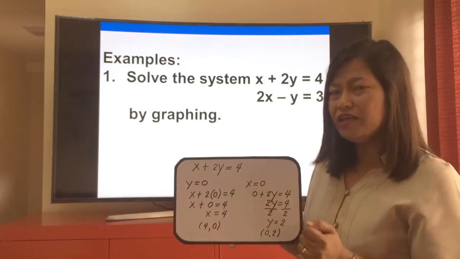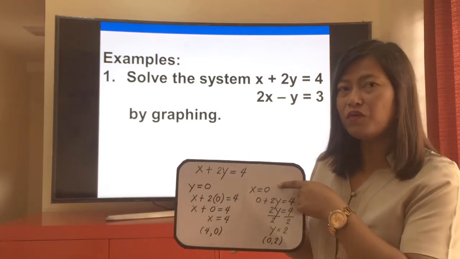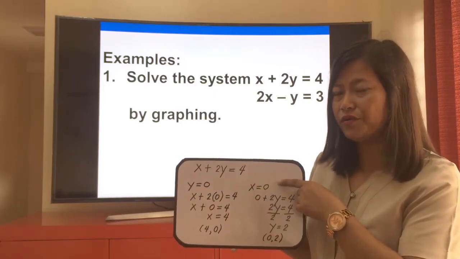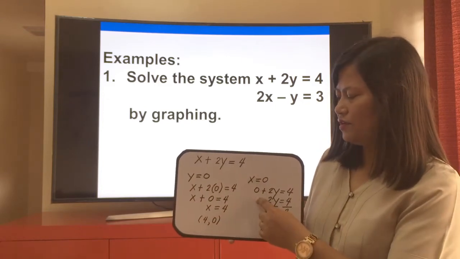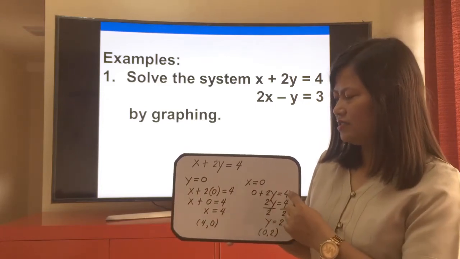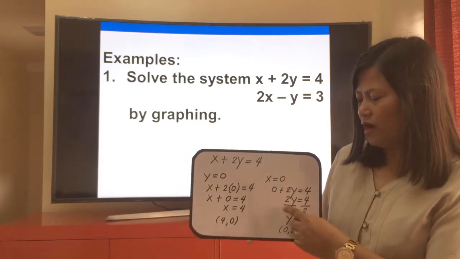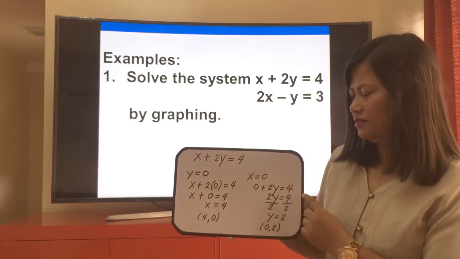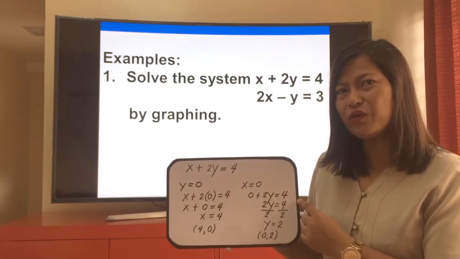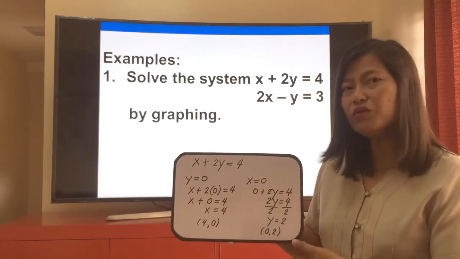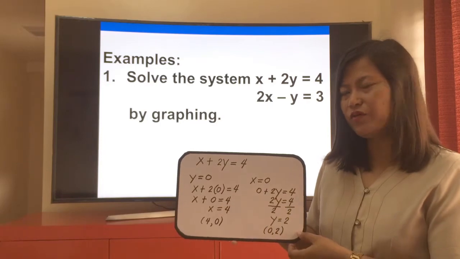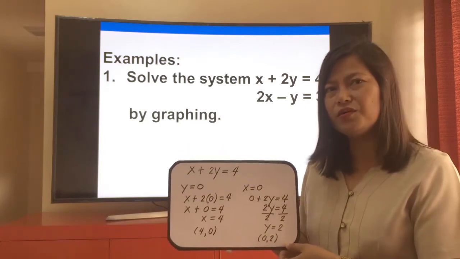For the y-intercept, we let x = 0. So 0 + 2y = 4. We have 2y = 4. Dividing both sides of the equation by 2, y = 2. So we have the point (0, 2).